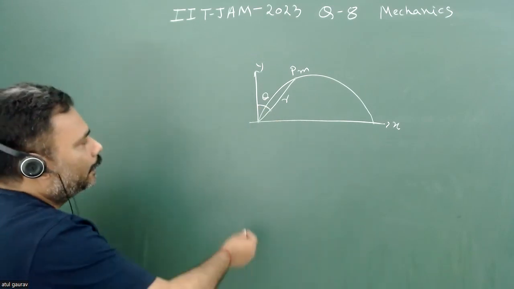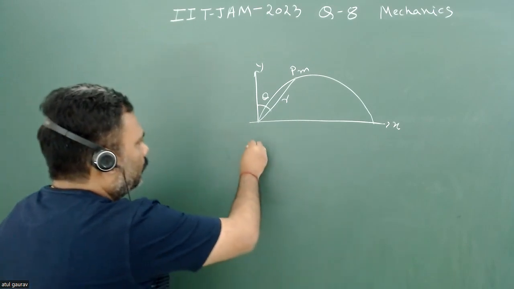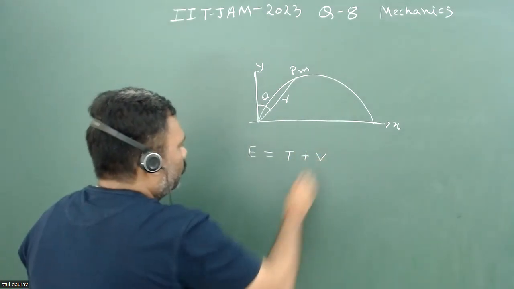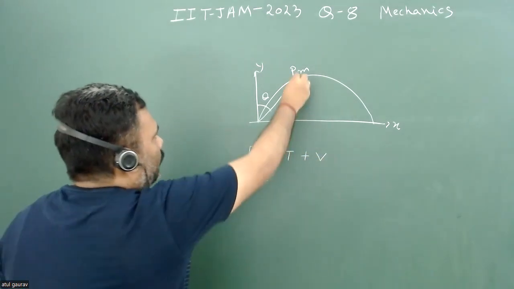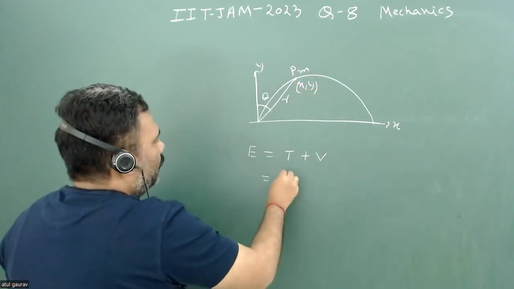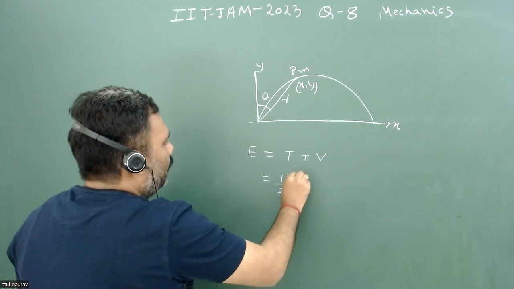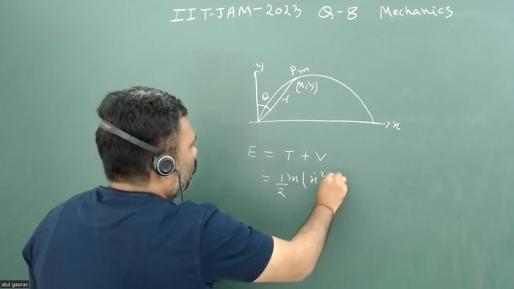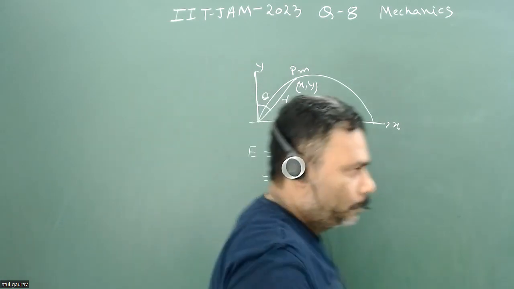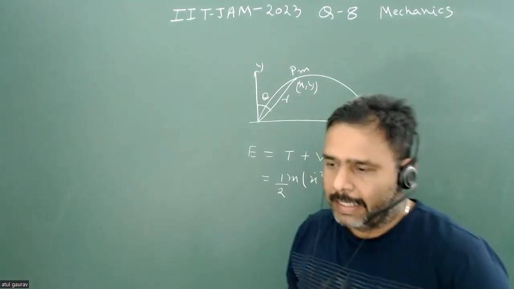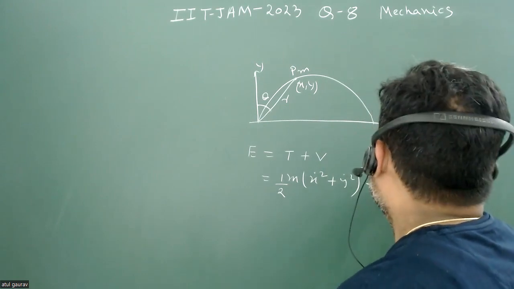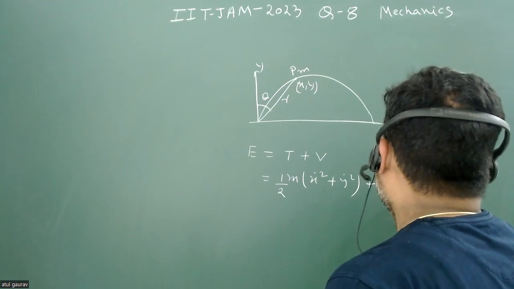So let me write this total energy. Total energy is nothing but kinetic energy plus potential energy. Here in Cartesian coordinates, I can write x and y. Then the kinetic energy is half m times x dot square plus y dot square. And what will be my potential energy? So here is the catch. The potential energy will be plus mgy.